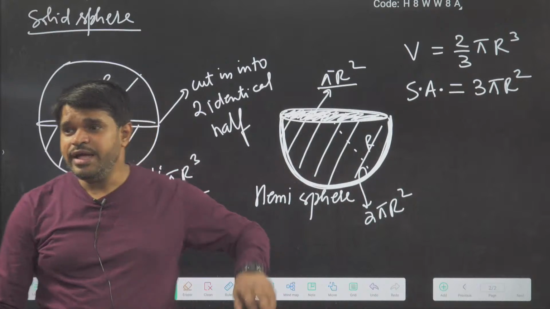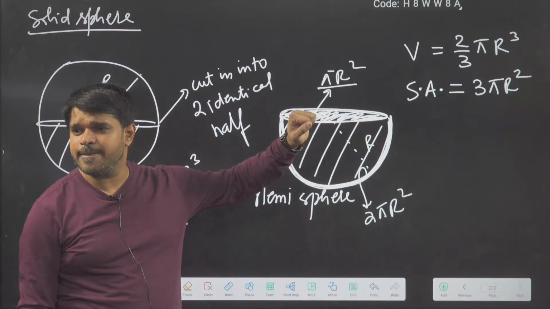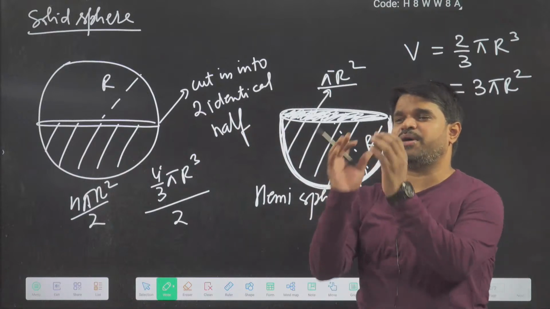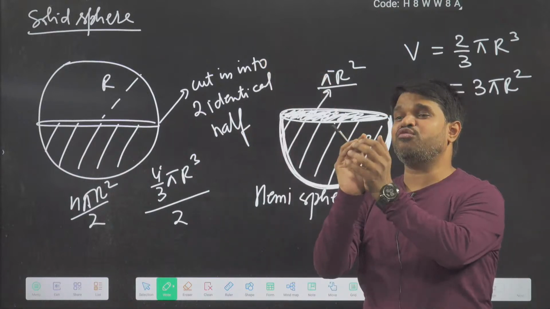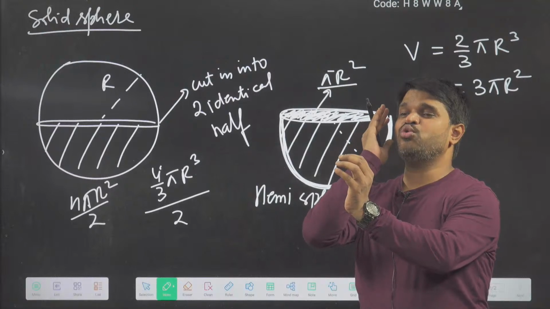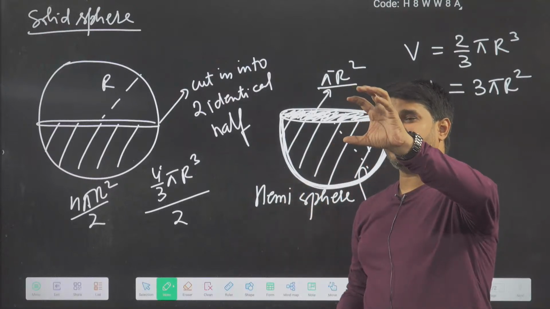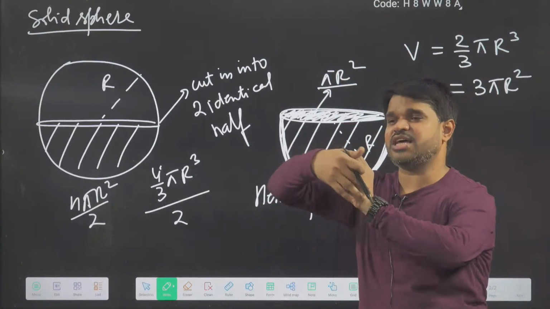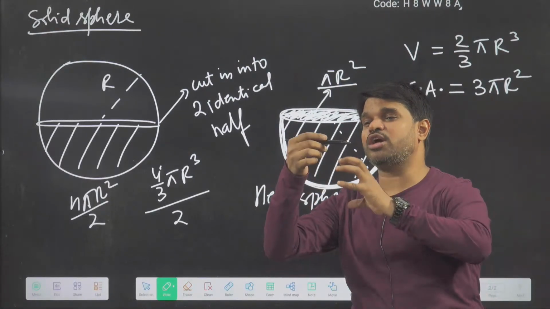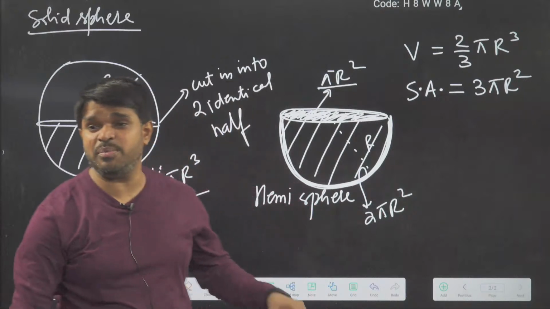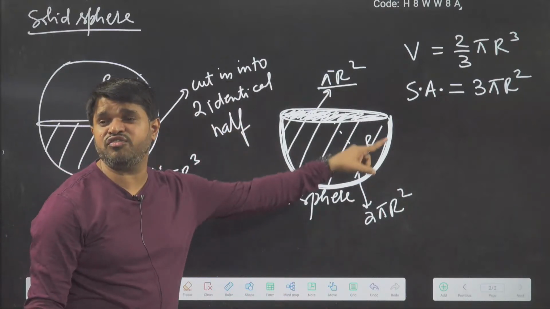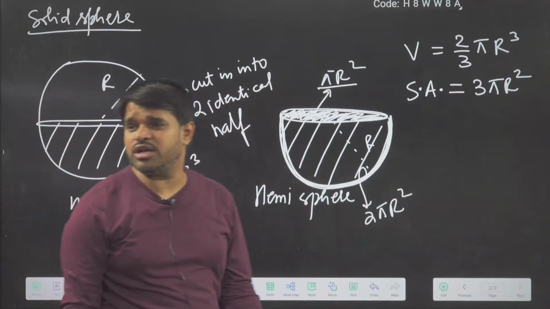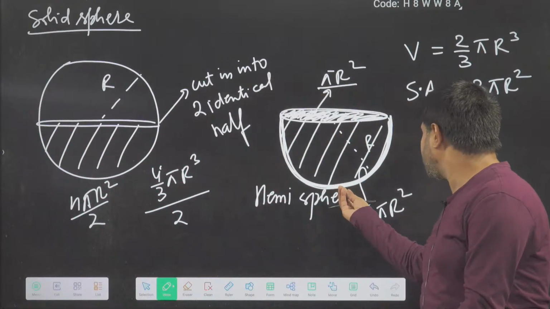Anyone having confusion in this? If you have confusion, just take this example. You have a watermelon. Initially, the watermelon looks green. When you cut it into two halves, if you take one half, the curved part is half of the sphere, and the red part is circular. So total surface area will be half of the sphere plus the surface area of the red part. So the answer will be 3 pi r squared.